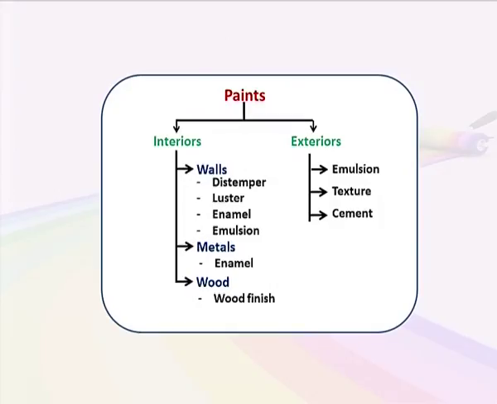If we see the use of paints, it can be for the interior of buildings or for the exterior also. In the interior, for the walls, we use distemper, luster, enamels, emulsion. For the metallic portion, we use enamels. For wood, finish is being used. For the exterior part, emulsion, texture and cement paints are being used.